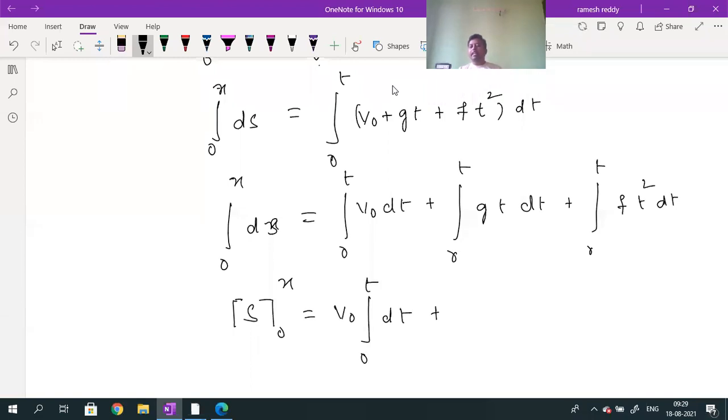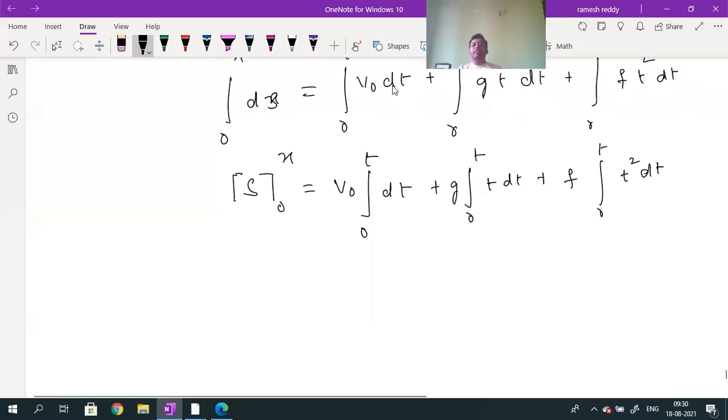Plus g outside, integration of 0 to t, so t into dt, plus f outside, integration of 0 to t, so t square into dt. Now okay? So why? You know that integration of ds value is s, where 0 is the lower limit and x is the upper limit.